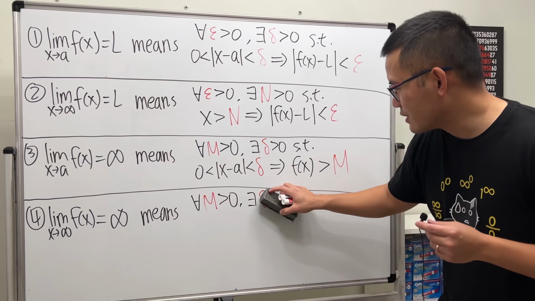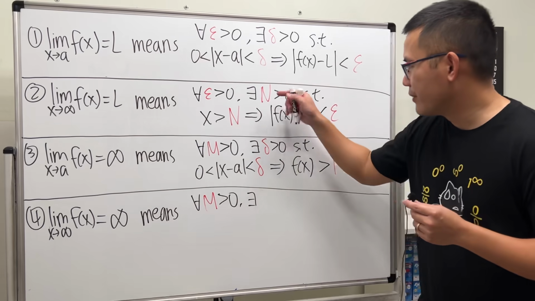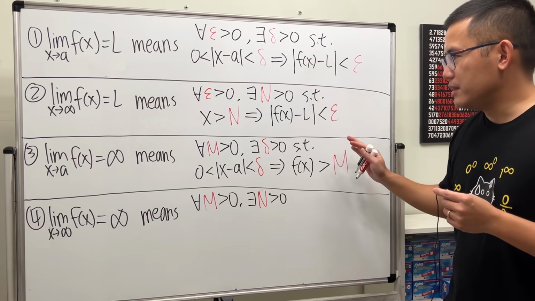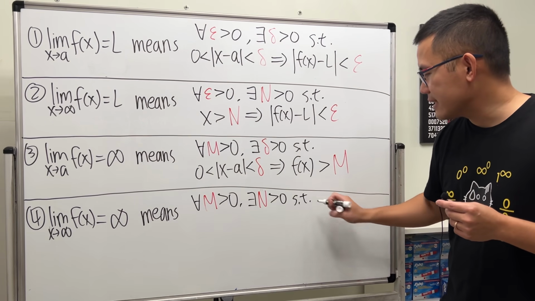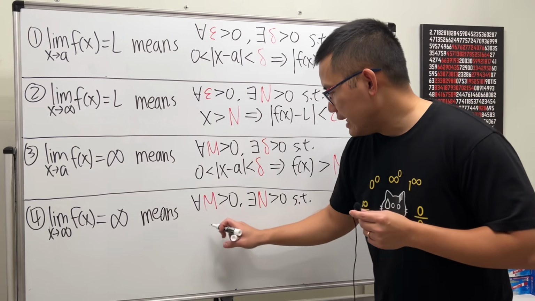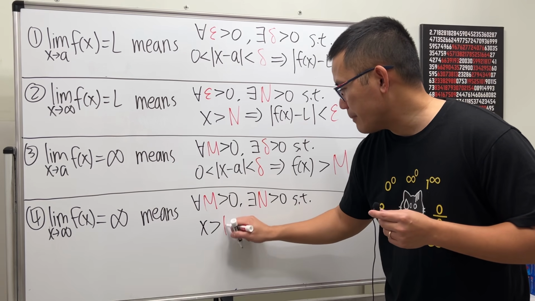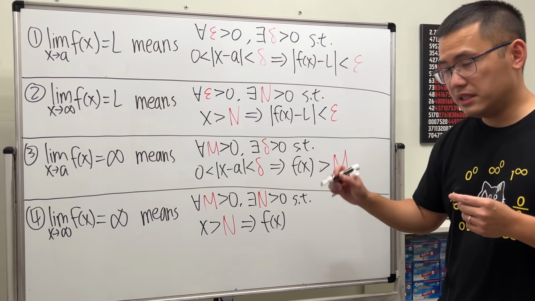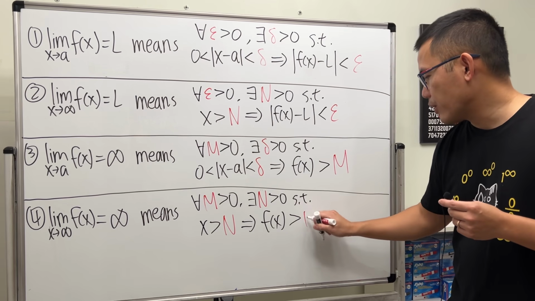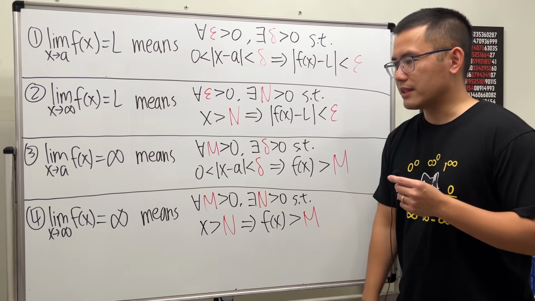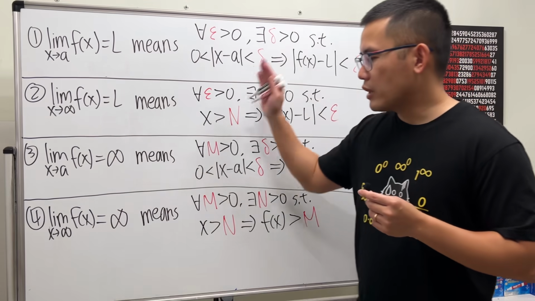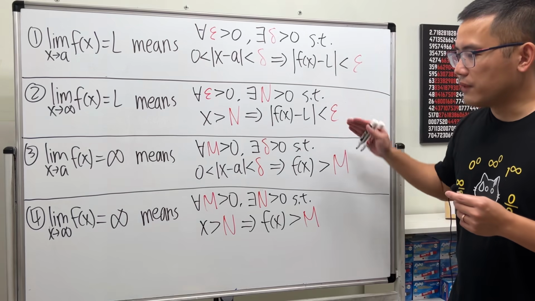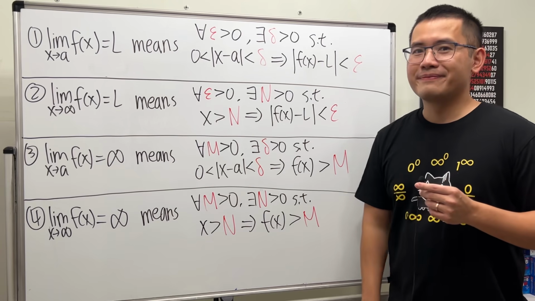X is approaching infinity, so we use capital N. That will tell you x is going to be big enough, such that if x is greater than capital N, then we are going to get our function f of x is greater than capital M. Okay, so just like this. If f keeps going up and up and up, then that means when x keeps going to the right, the function keeps going up and up. So it's just like that.